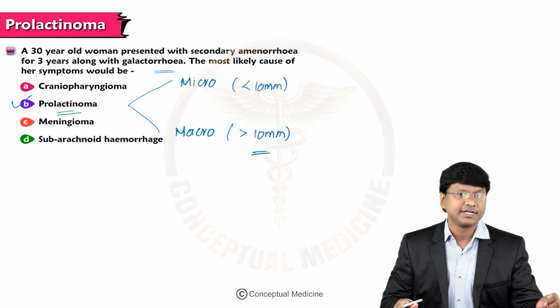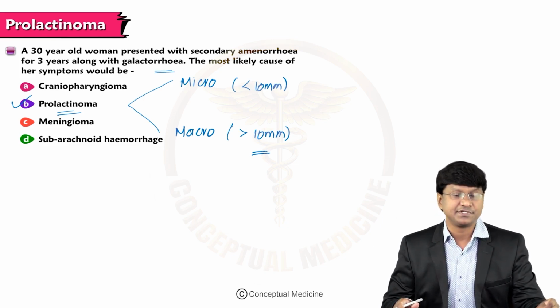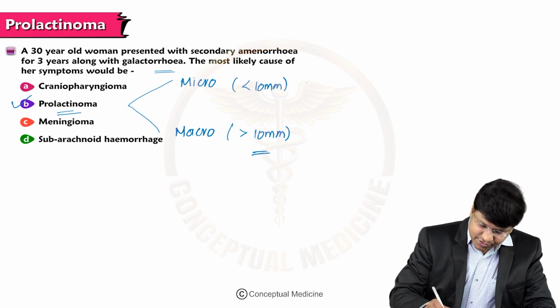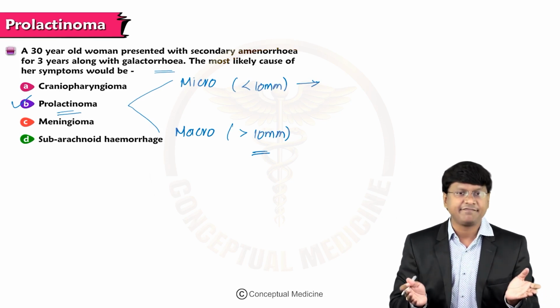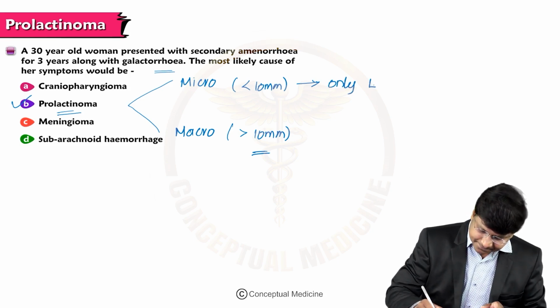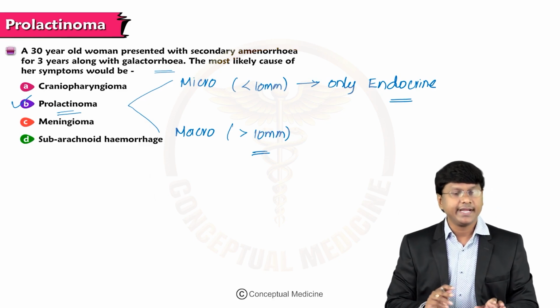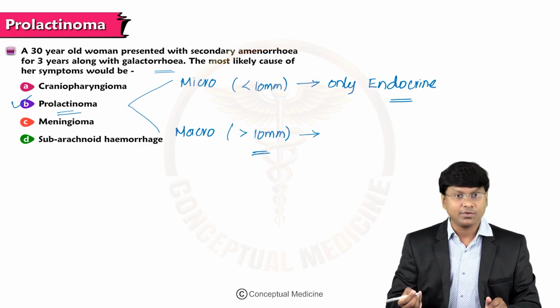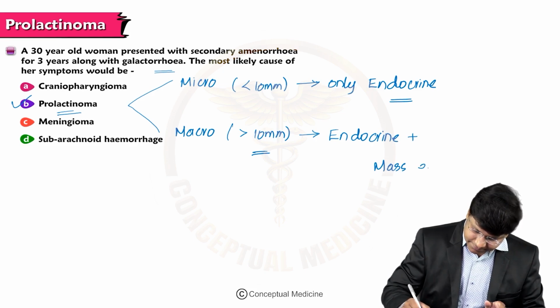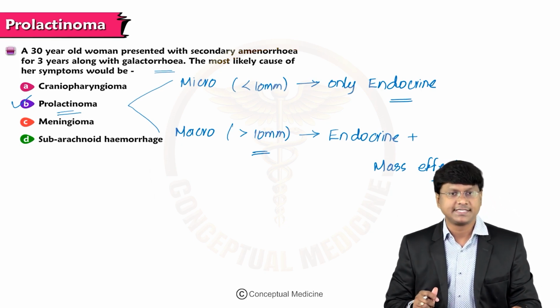But before going on to the clinical features of prolactinoma, you should know the anatomy of the pituitary gland. Why should you know the anatomy of the pituitary gland while we are discussing prolactinoma? Because in case of microadenoma, you don't have any mass effect on the surrounding structures. You will have only endocrine manifestations. And in case of macroadenoma, you will have both endocrine manifestations plus mass effect on the surrounding structures.